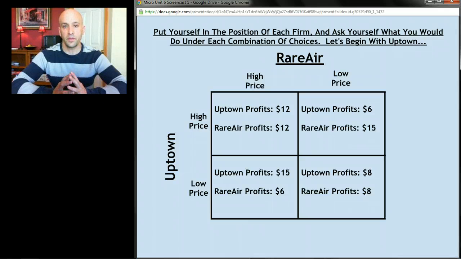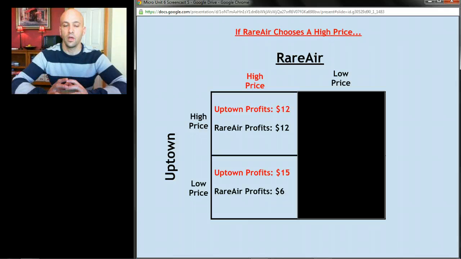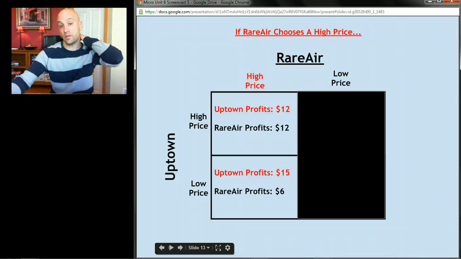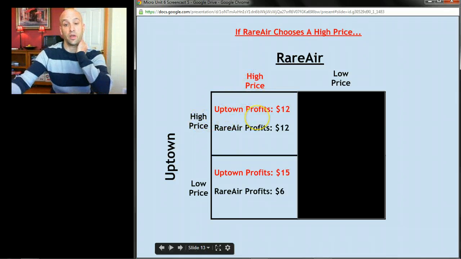So let's start with Uptown. Let's pretend like we're Uptown. And let's say that Rare Air has decided to choose a high price. So I'm blocking out that part of the matrix that we're not talking about, right? If Rare Air is picking a high price, we must be in one of these two boxes. Here's high price for Rare Air, so Uptown is either going to pick a high price, in which case we're in this box, or a low price, in which case we're in this box.